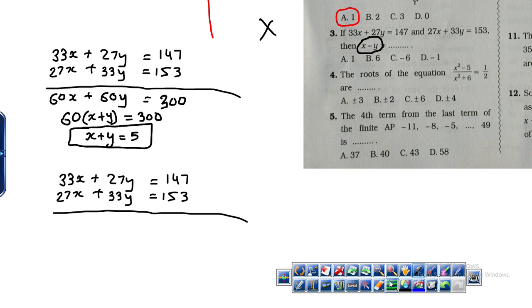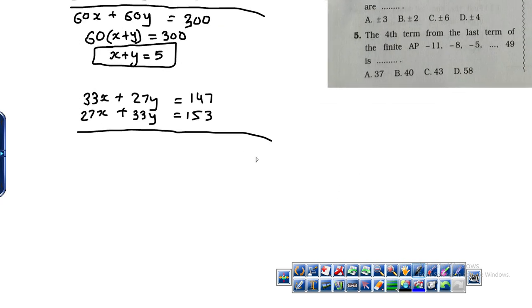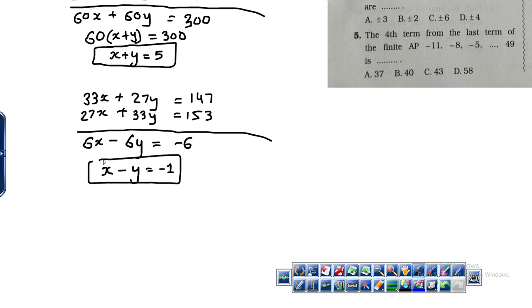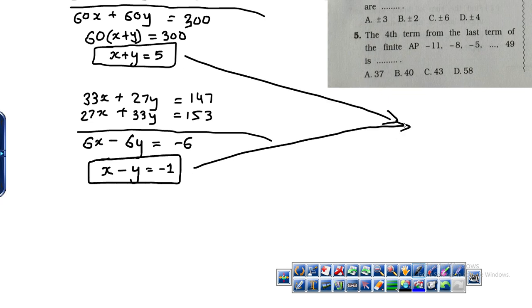Step 1. Step 2, subtract them. 33 minus 27 is 6x, 27 minus 33 is minus 6y, and 147 minus 153 is minus 6. 6 vanishes, left with x minus y is 1. If you eliminate this, the value of x and y will come: x will be 2, y will be 3.